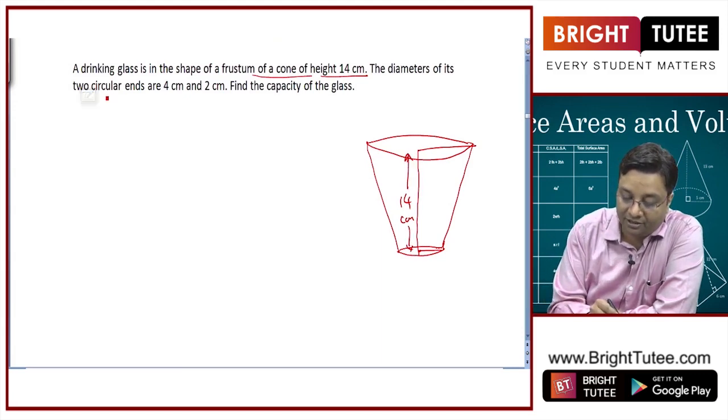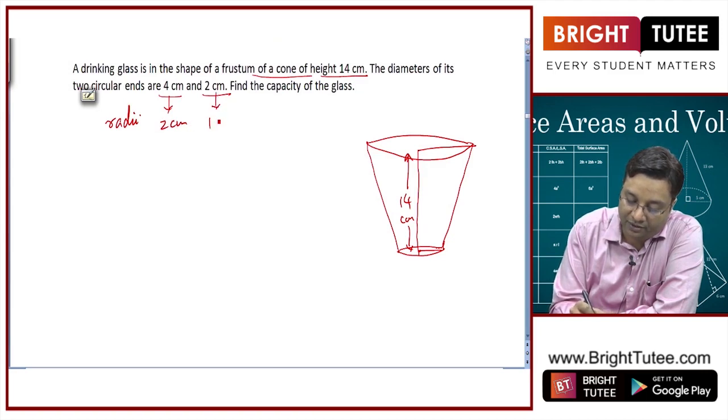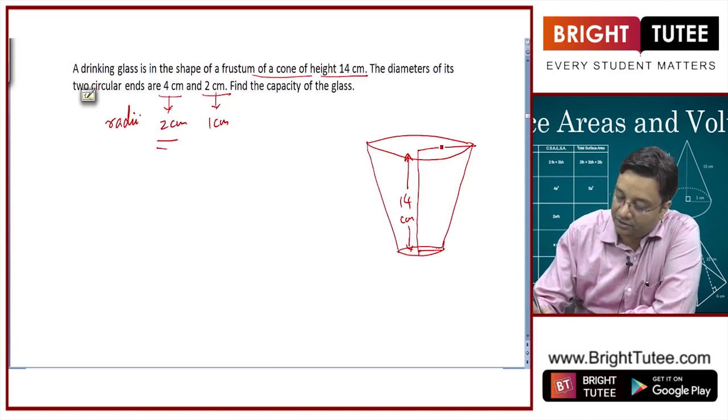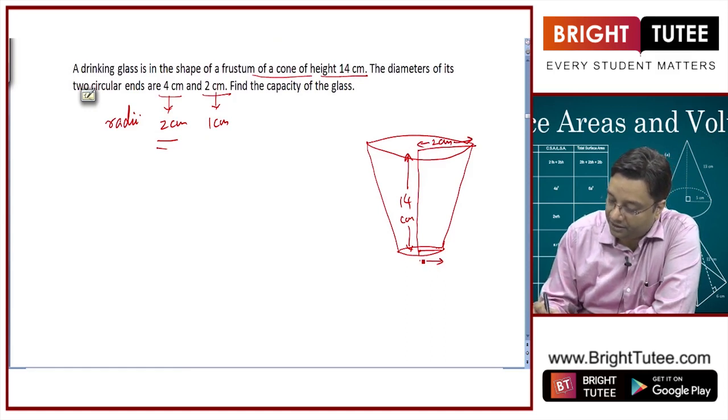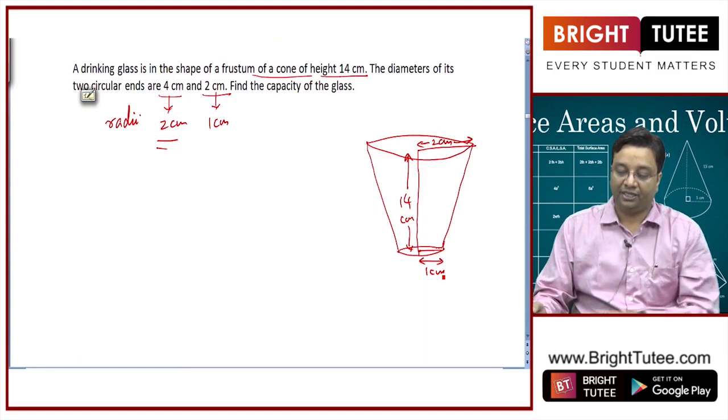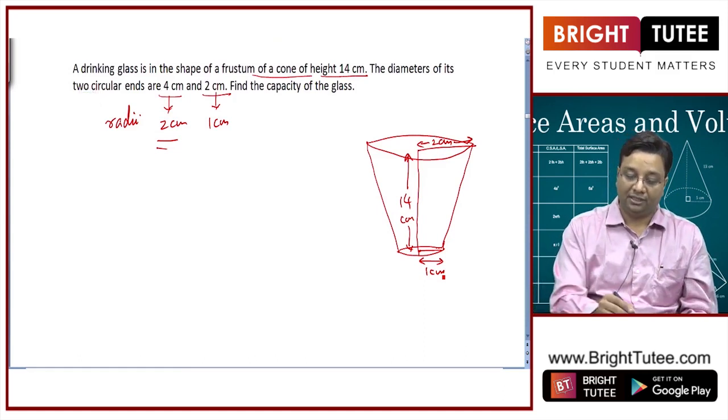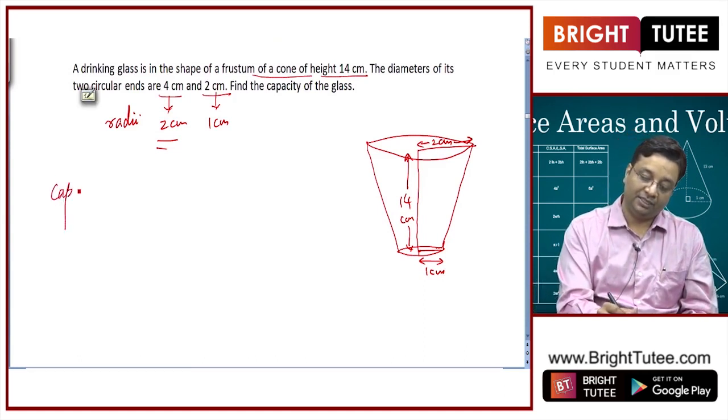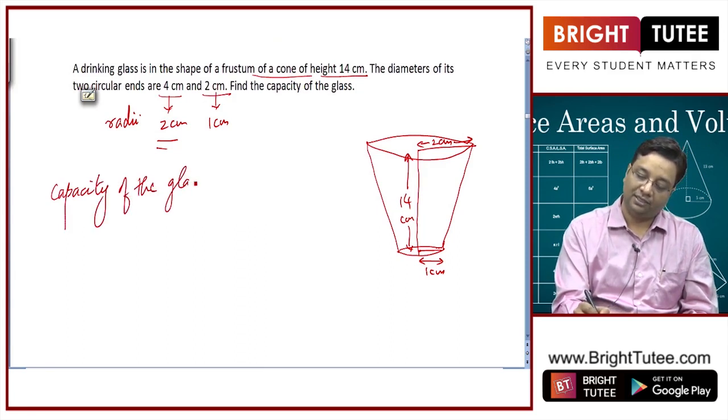The diameters of two circular ends are 4 centimeter and 2 centimeter. So radii will be 2 centimeter and 1 centimeter. So this is 2 centimeter, this is 1 centimeter. We need to find the capacity of the glass. So what is the capacity of the glass? Capacity of the glass is nothing but the volume of the given frustum.